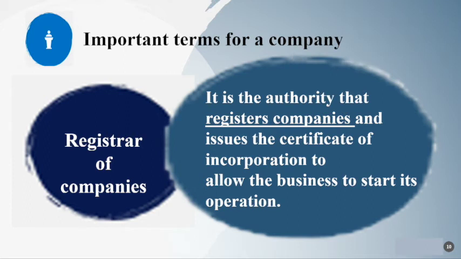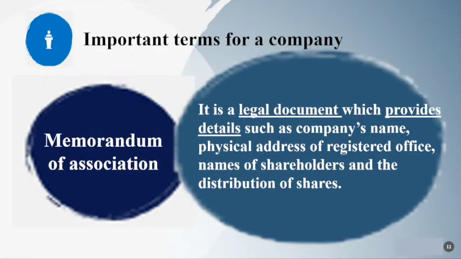Registrar of Companies. It is the authority that registers companies and issues the certificate of incorporation to allow the business to start its operation. Memorandum of Association. It is a legal document which provides details such as company's name, physical address of registered office, names of shareholders, and the distribution of shares.